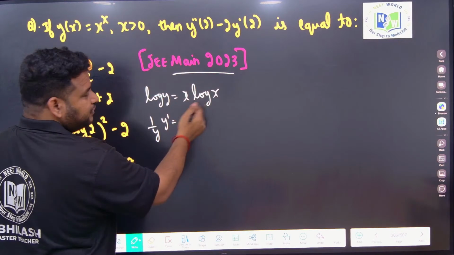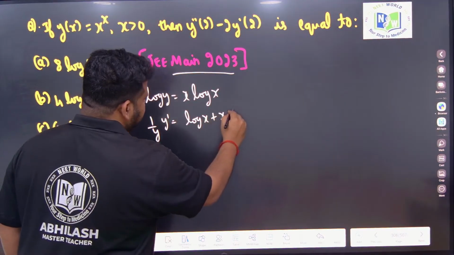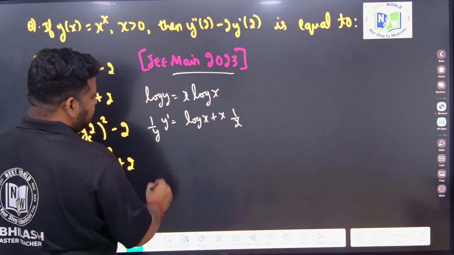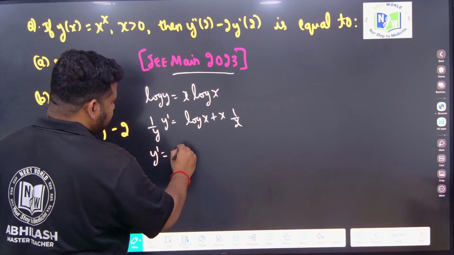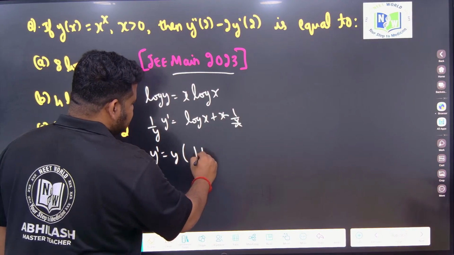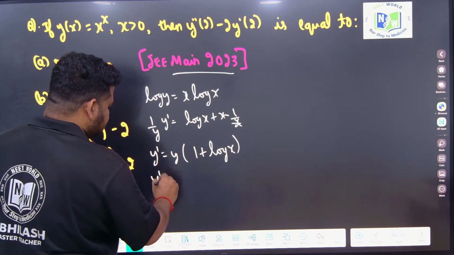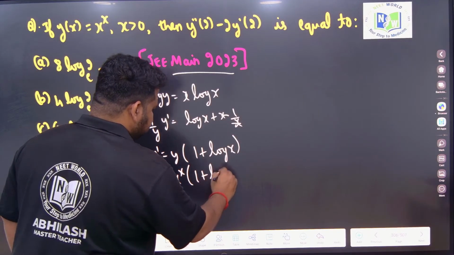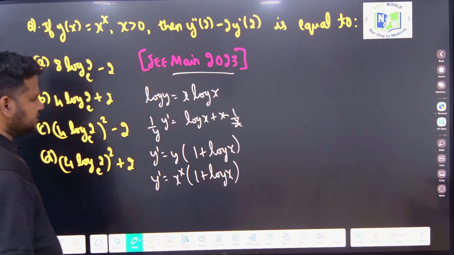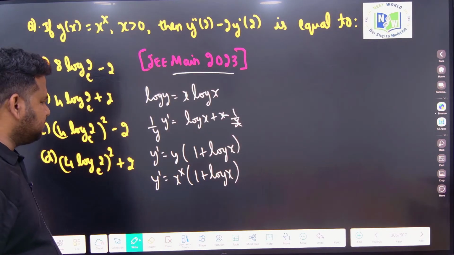If you apply the UV rule, this will become log x plus x into 1 by x. This is what we will be having. So y dash is equal to y into x cancel, 1 plus log x. So y dash is equal to x power x into 1 plus log x.